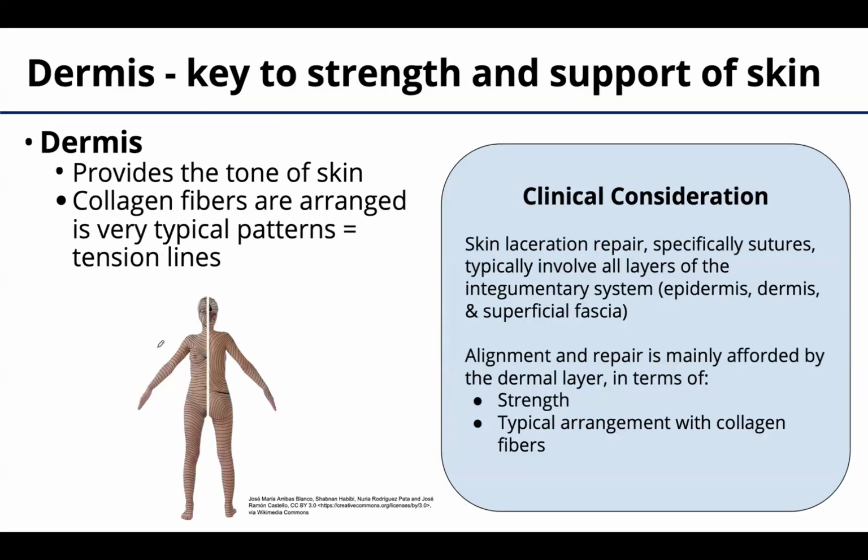And before we finish, I want to return to the dermis because it often gets overlooked for the more visible epidermis, but it is also extremely clinically important. Because it is composed of connective tissue, it provides the tone of the skin. And the collagen fibers making up that connective tissue of the dermis are arranged in a very typical pattern. And these are called tension lines. There are going to be different maps that outline where these are located. Sometimes you hear tension lines referred to as cleavage lines or Langer lines. They're all the same thing.